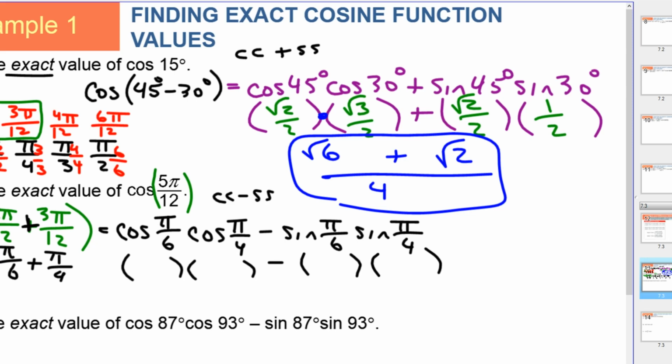You should be able to tell me cosine pi over 6. Cosine pi over 6 is what? Square root of 3 over 2? Cosine pi over 4 is square root of 2 over 2. Sine pi over 6 is 1/2. Sine pi over 4 is square root of 2 over 2.